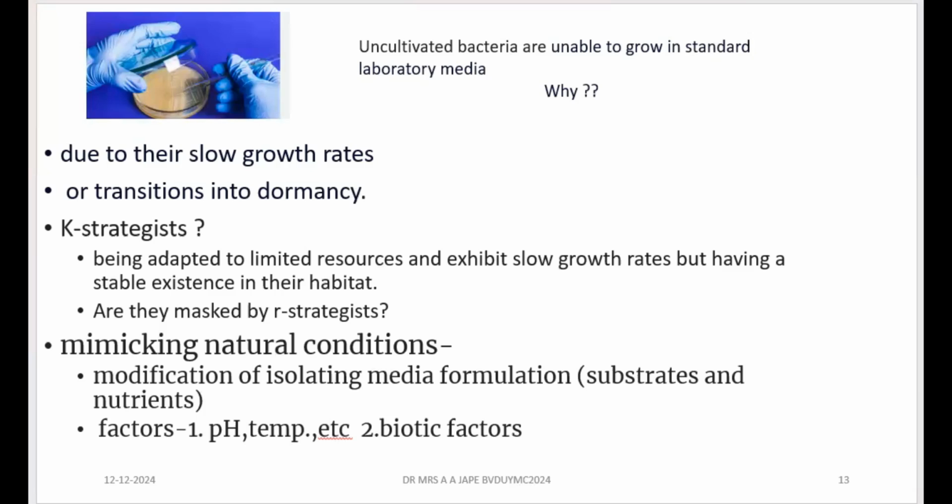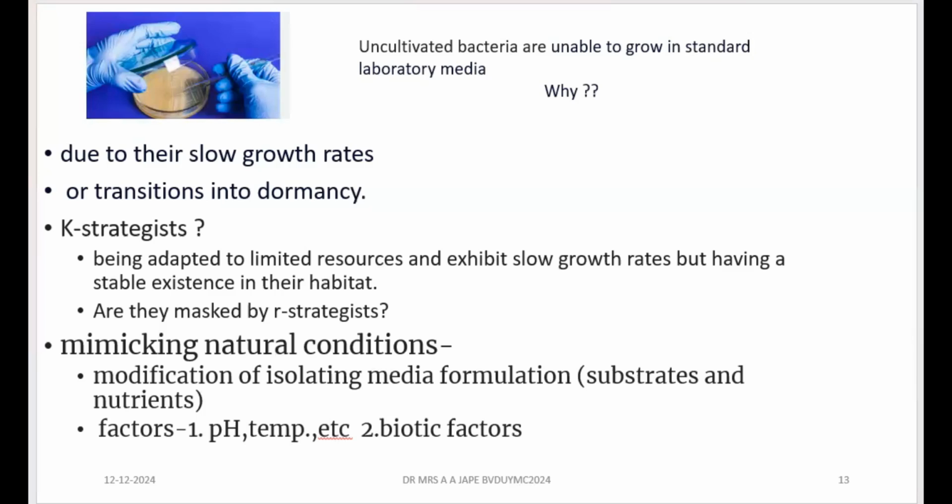So you have to modify your isolation media formulations, the substrate types, the nutrients you are providing, their concentrations, and natural resources which would provide that particular nutrient must be chosen. You cannot just go with providing pure glucose directly or maybe yeast extract directly. You have to look for what will be really available to that organism under natural conditions. A similar molecule is to be provided. Similarly, the factors like pH, temperature, and other biotic factors.